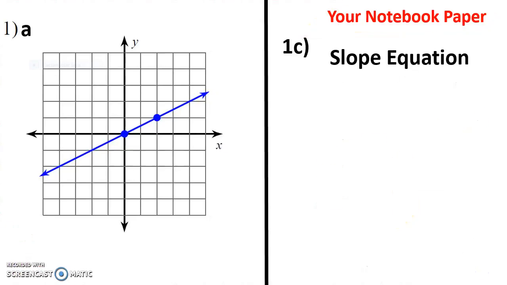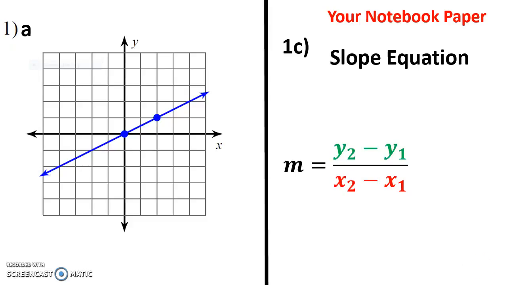And we're going to check ourselves again. We're going to use a third method. We're going to use something called the slope equation. Now this is brand new. You haven't used this before. So on your notebook paper, you're now going to put down 1C. And the slope equation is this.